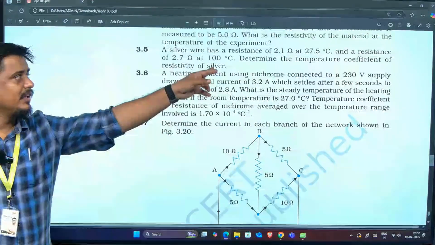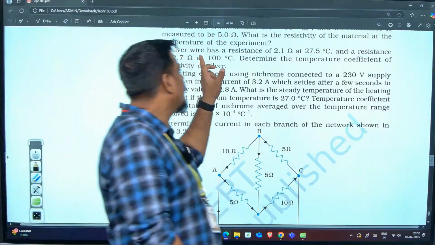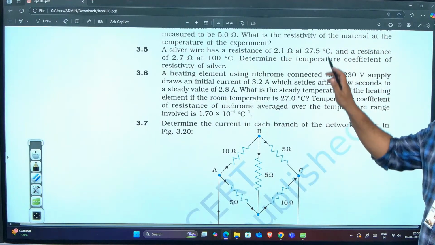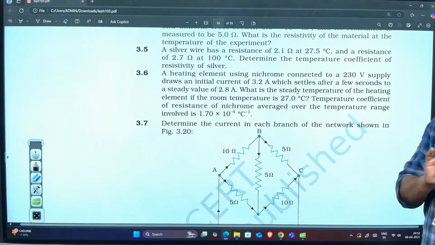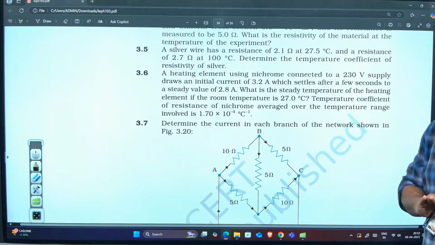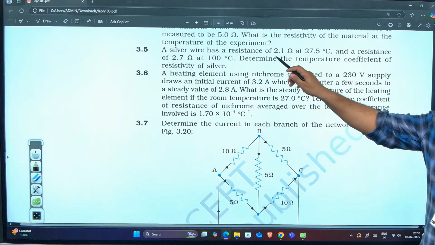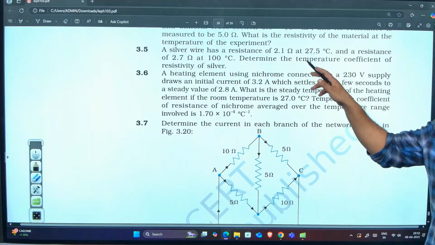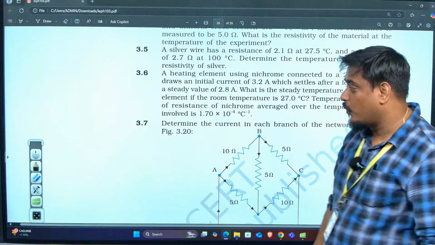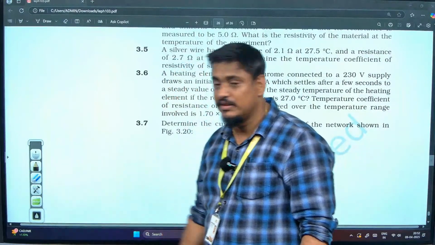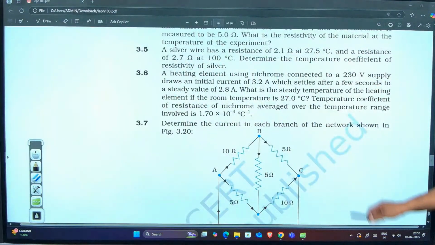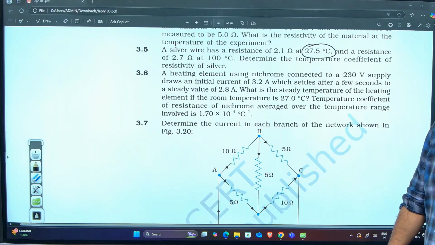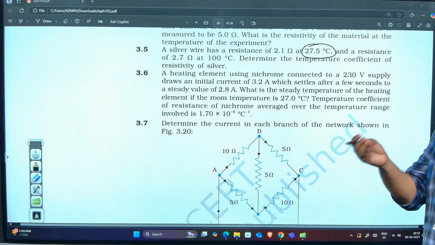So be very careful. The values are given here. They have told a silver wire has a resistance of 2.1 ohm at 27.5, which is close to room temperature. That's why it worked for you. If they had given the value at 60 degrees Celsius, what would you do? You should not take this as T naught. In this question, the only reason your answer matched with the book is that 27.5 is almost near to 27, so it will not show much difference in your answer. And alpha is a very small value also.